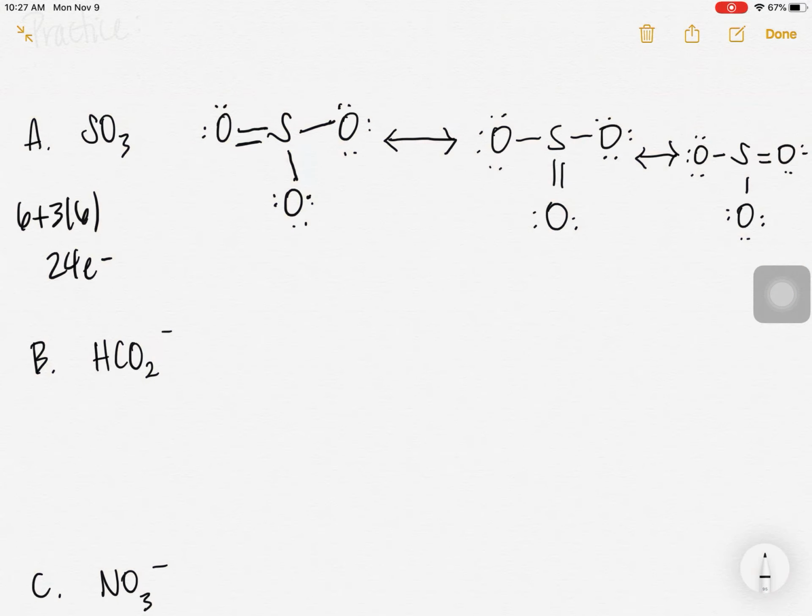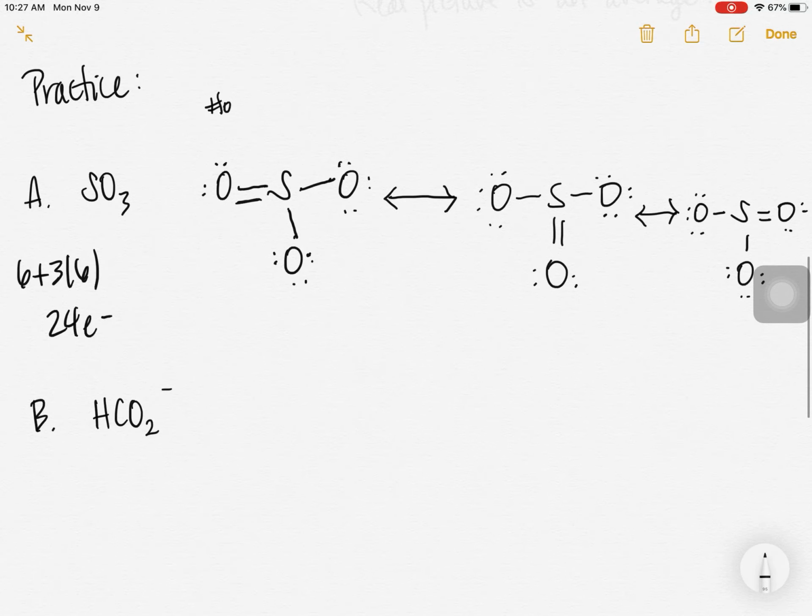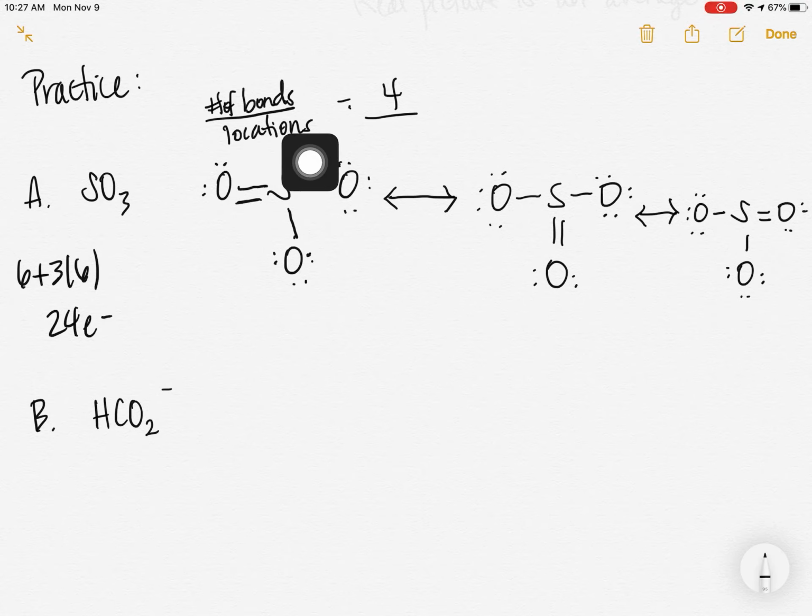And so remember, it's the number of bonds divided by how many locations it could be in. Okay, so in this case, I have 4 bonds in my picture, right? As drawn, I have a double and 2 singles, but that's 4. So I have 4 bonds, divided by the fact that they could be here, here, or here, and that's 3 locations. So that's going to give me a bond and a third, but all bonds would be equivalent in the SO3 picture. They'll all be the same length because they're all a bond and a third.